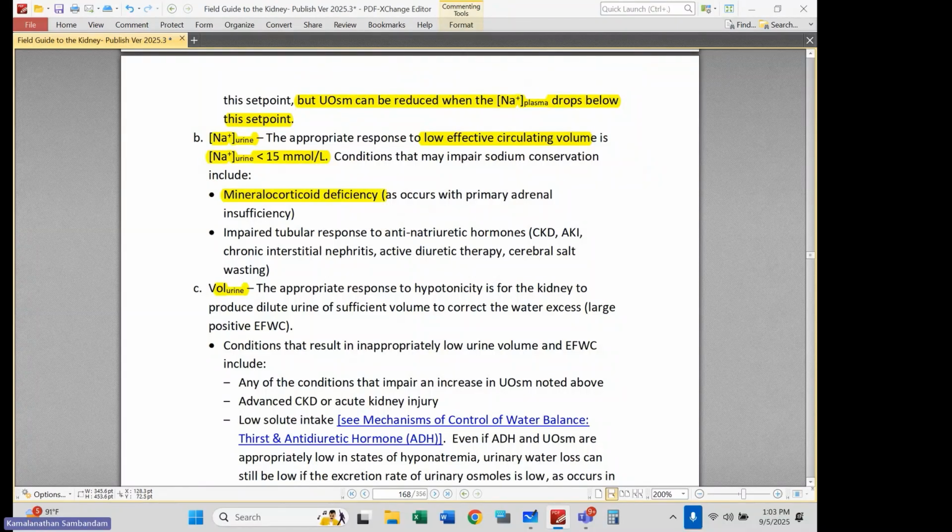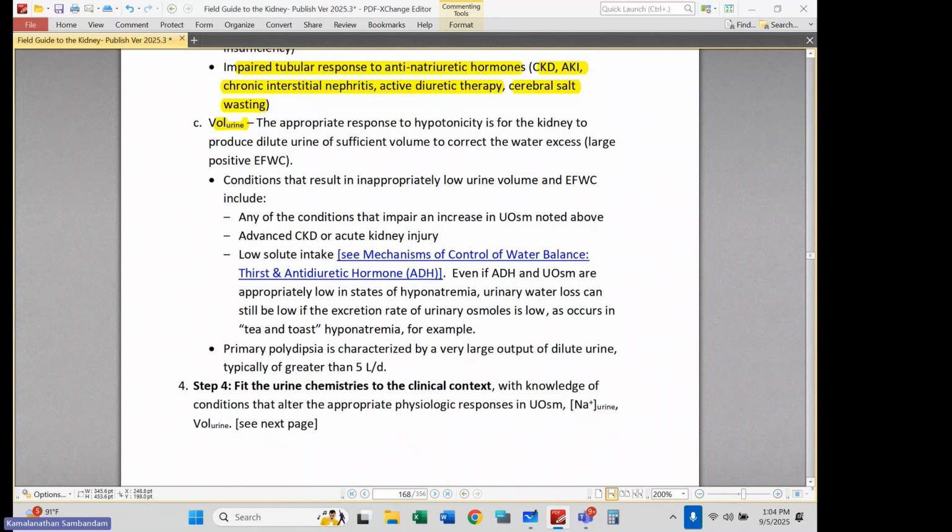Scenarios in which that is not as reliable are, obviously, if you have a mineralocorticoid deficiency, I can't maximally conserve sodium in some cases. If you get volume depleted enough, even in the face of mineralocorticoid deficiency, you render your urine sodium quite low. Or if I have CKD, interstitial nephritis, active diuretic therapy would obviously cause a urine sodium that may not be low, even though I'm volume depleted, right? And then this entity, cerebral salt wasting, if it exists.